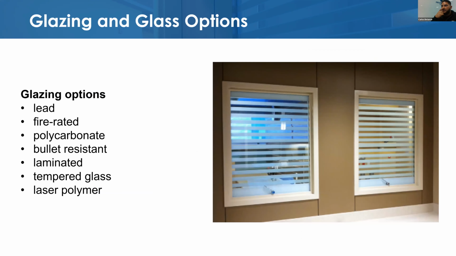Now the glazing options, pretty much the same as what we saw with between-glass blinds. You still have the lead, fire rated, polycarbonate, bullet resistant, the laser polymer. The only thing that's not on here is the low E, and that is because that is intended for interior applications. And so that's why you won't see low E on this one, but everything else is pretty much the same.